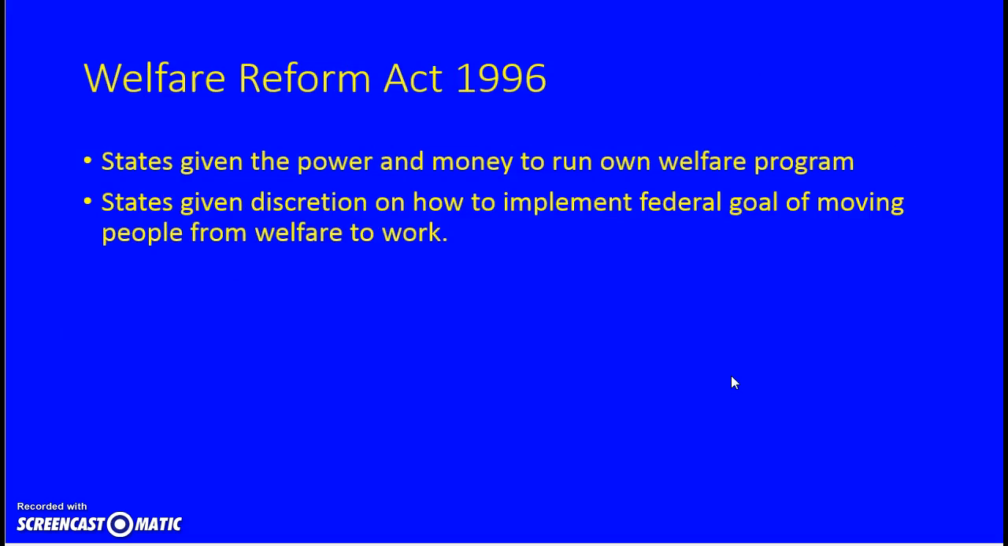The other act is the Welfare Reform Act of 1996, where states are given the power and money to run their own welfare programs. This is an example of devolution. The states are given discretion on how to implement the federal goal of moving people from welfare to work. The federal government still gives the states money. It's just that the states are implementing these programs now.